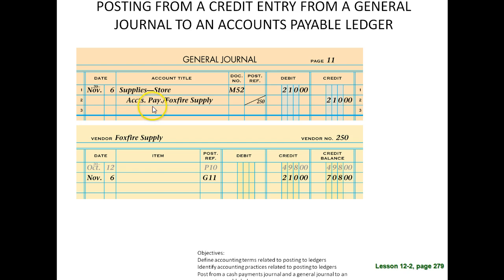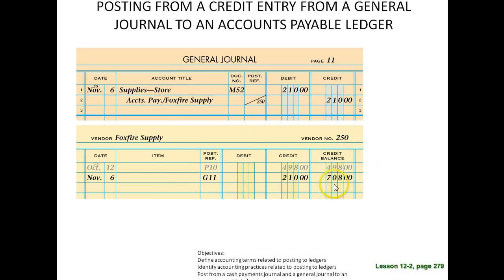So accounts payable, this is our controlling ledger. This is our subsidiary ledger. This slash tells us that this one credit goes into both of these accounts. Remember us talking about this before? Maybe. And by the way, we're on page 279 in our textbook.